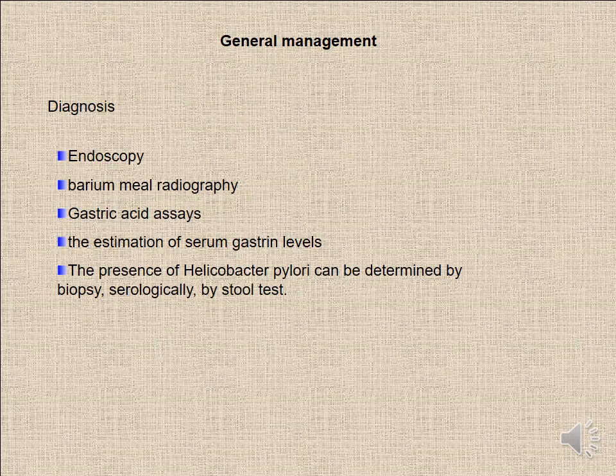How to manage this patient? The management includes diagnosis and a treatment plan. The diagnosis is by endoscopy, barium meal radiography, gastric acid assay, and estimation of serum gastrin level. The presence of Helicobacter pylori can be determined by biopsy, serology, and stool tests.